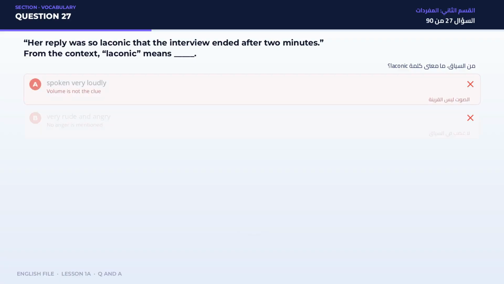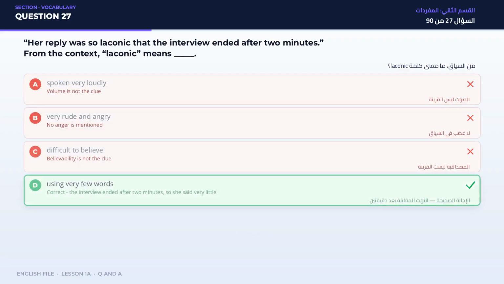D. Using very few words. The interview ended after 2 minutes, so she said very little. Not A. Volume is not the clue. B. No anger is mentioned. C. Believability is not the clue. Question 28.